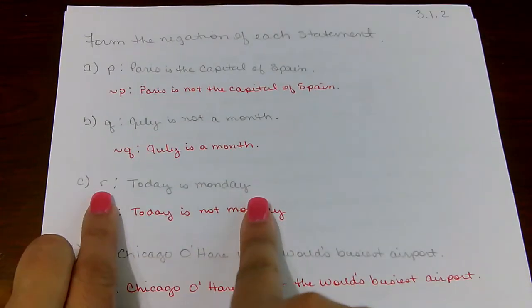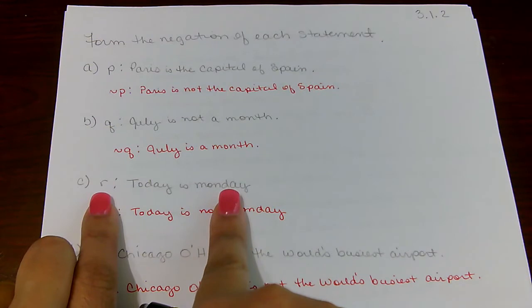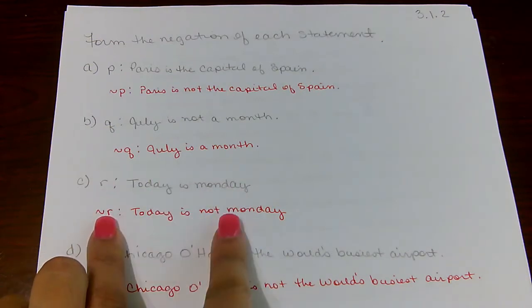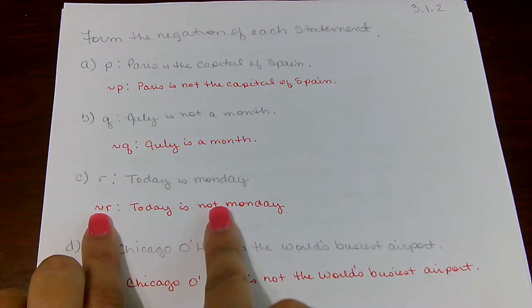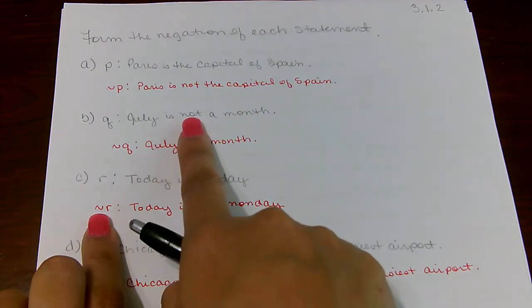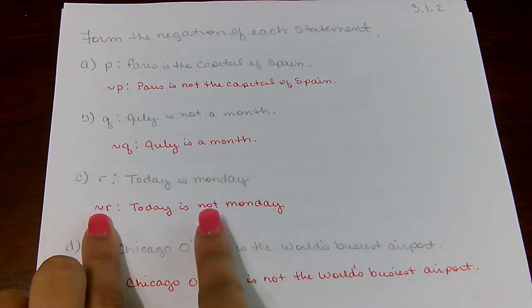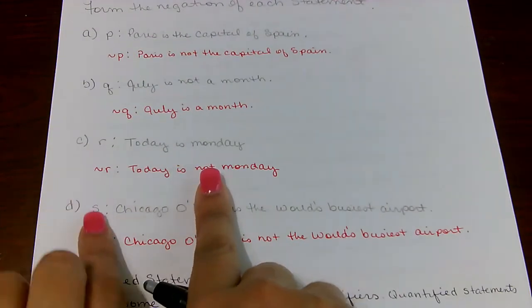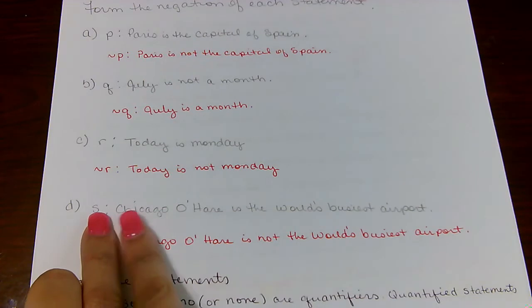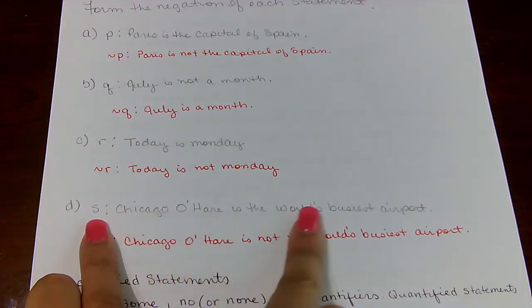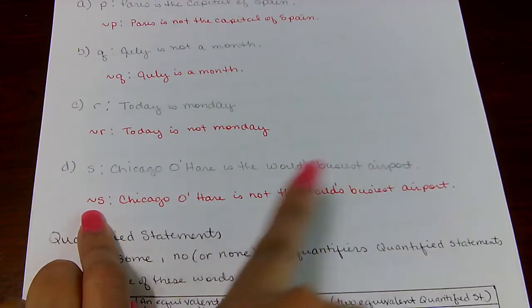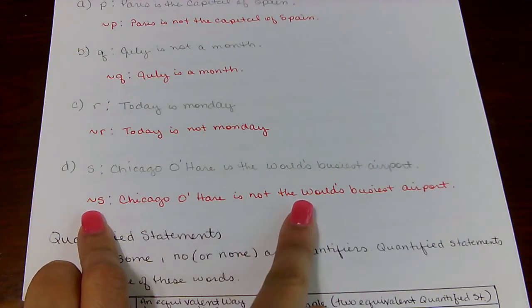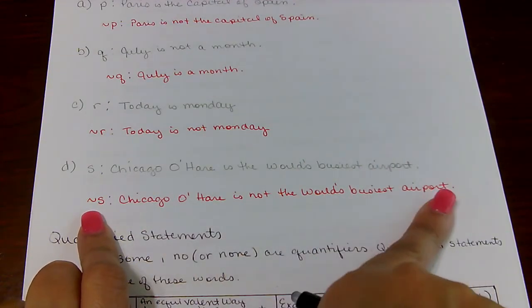Okay. R, today is Monday. Not R, today is not Monday. So basically you're removing the not if you have it in the original statement, or you're adding it if you do not have it in the original statement. S, Chicago O'Hare is the world's busiest airport. Not S, Chicago O'Hare is not the world's busiest airport.